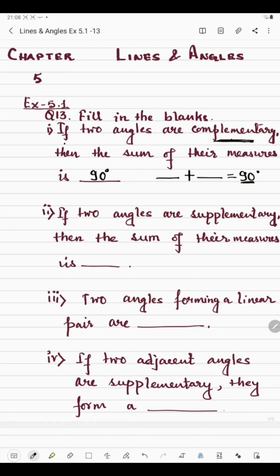Now the next part we have, if two angles are supplementary. See, if the two angles are supplementary, then the sum of their measure will be 180 degree, because if the sum of two angles is 180 degree, then it is known as supplementary angles. So here, if two angles are supplementary, then the sum of their measure will be 180 degree.